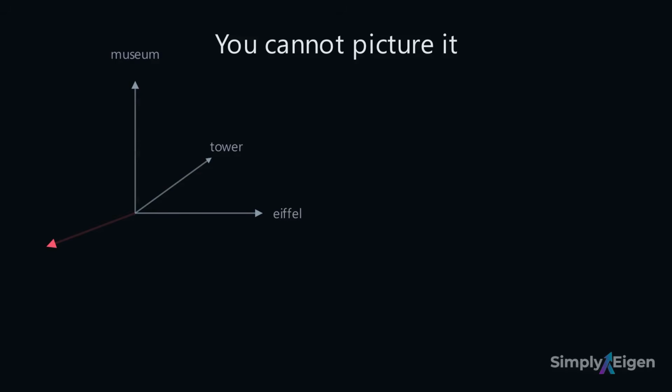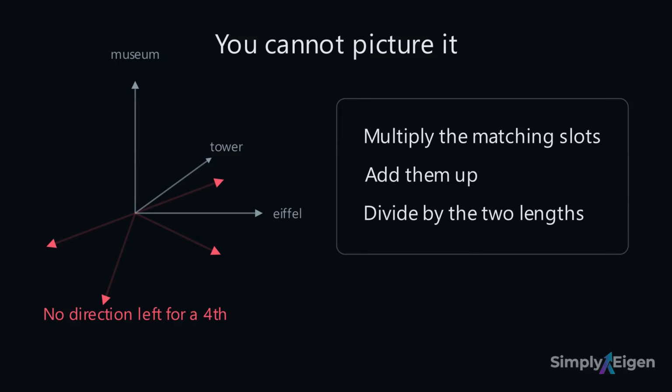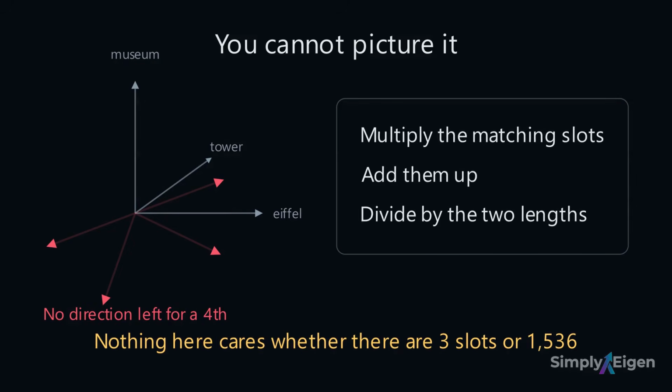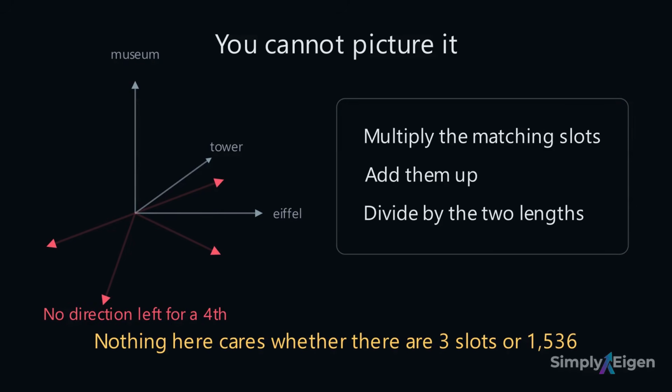You cannot picture that space. Nobody can. But notice that the formula never asked you to. Multiply the matching slots, add them up, divide by the 2 lengths. There is nothing anywhere in that recipe that cares whether there are 3 slots or 1,500. The geometry keeps working long after the picture stops.